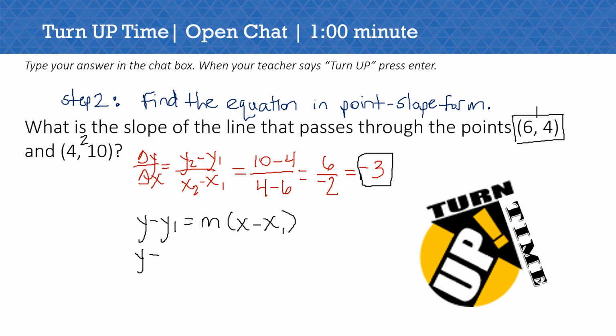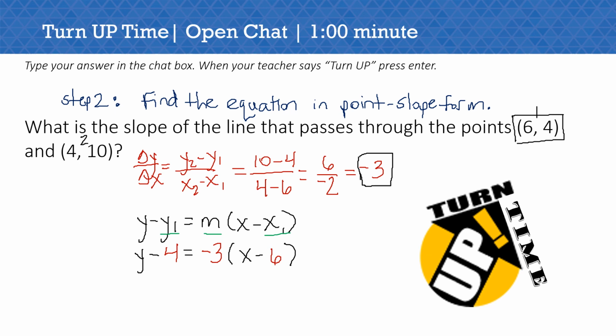So 1 minus, I'm going to use the y coordinate, which is 4, equals, let me go ahead and put my slope in, which is -3 times the quantity of x minus my x coordinate, which is 6. And voila, that is the point slope form. You literally just need a point and a slope, and you plug it in the correct places. That's it. So remember, the correct places are the x1, the y1, and the slope. Those are the ones that we're going to replace.